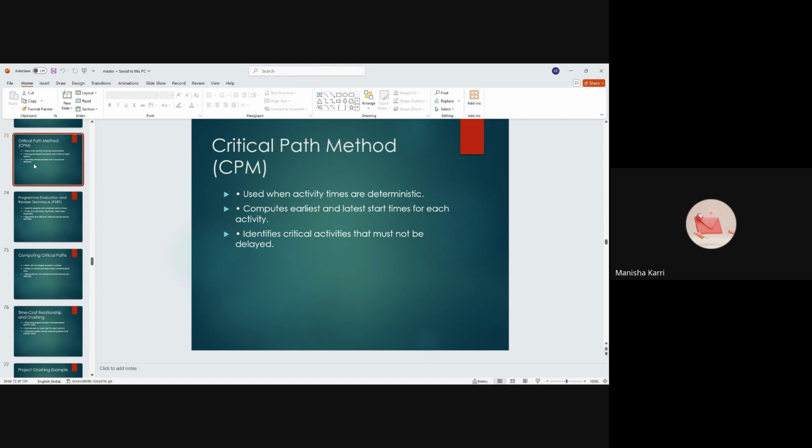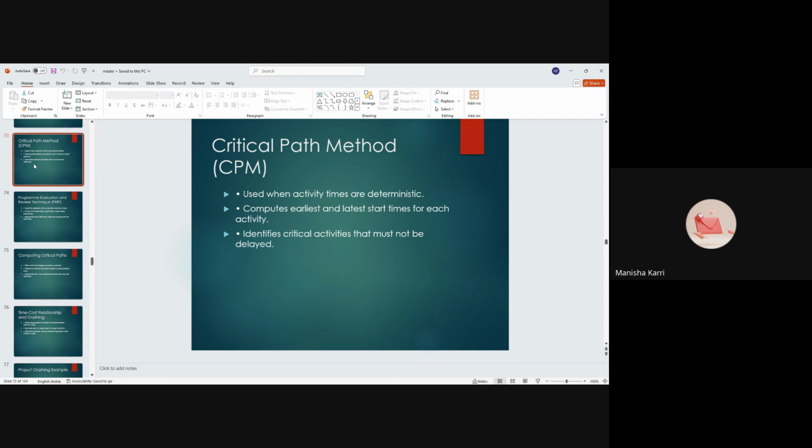So CPM means critical path method. So what does CPM mean? Generally, it is a project management tool which is used to plan, schedule and control tasks more effectively, especially when the duration of each activity is known with certainty. This CPM also helps in determining the minimum project duration, and it will identify the critical activities that, if delayed, would delay the entire project. Okay.